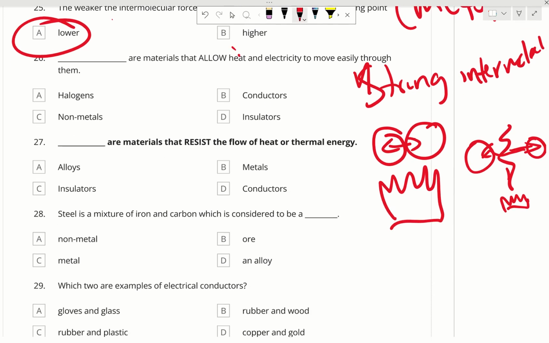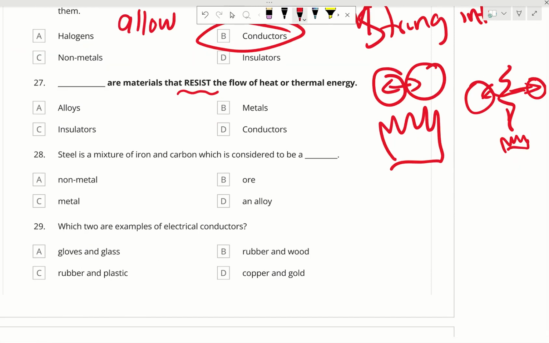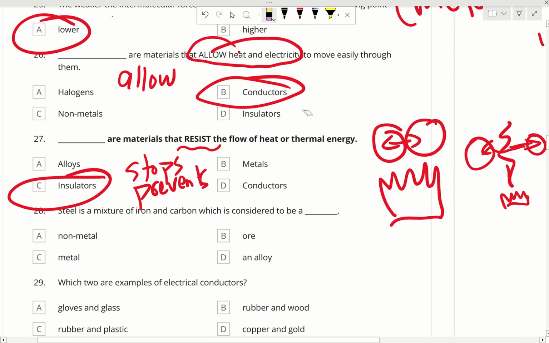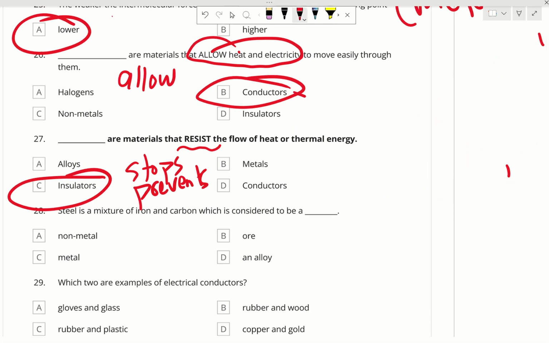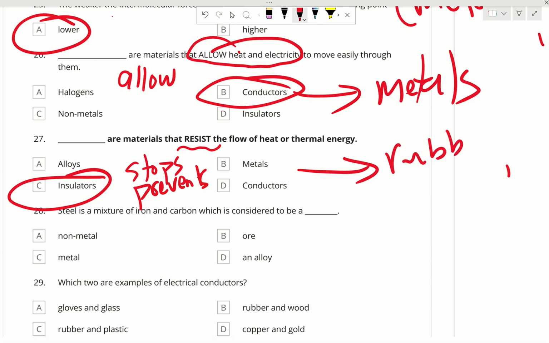Blank are materials that allow heat and electricity to move easily through them. When you see the word allow, know those are conductors. Number 27, if it resists or stops or prevents the flow of heat or thermal energy, these are called insulators. So examples of conductors that allow heat to pass through are metals. And something that resists the flow of heat, maybe rubber, wood, etc.